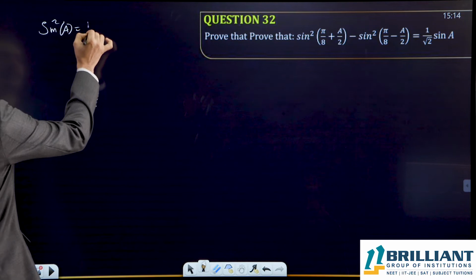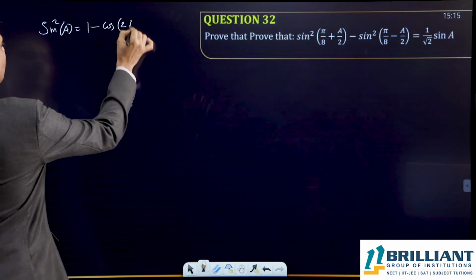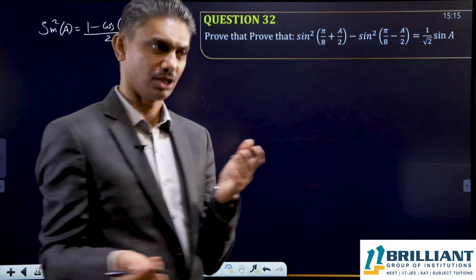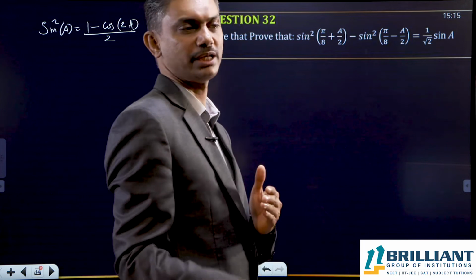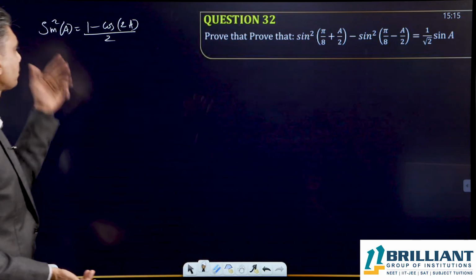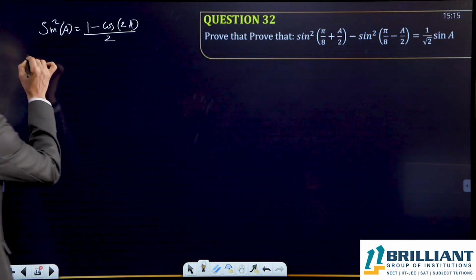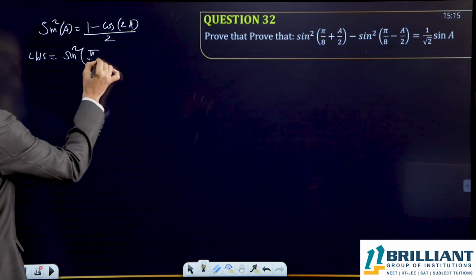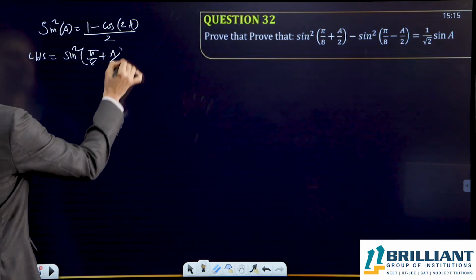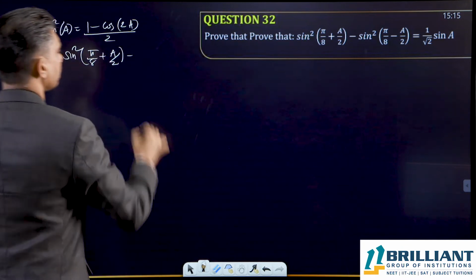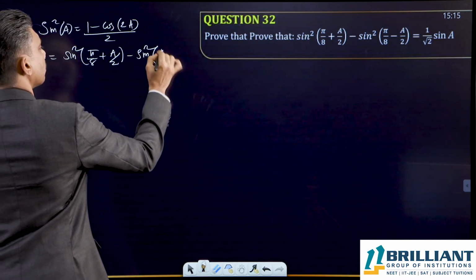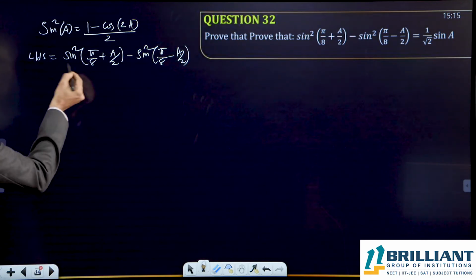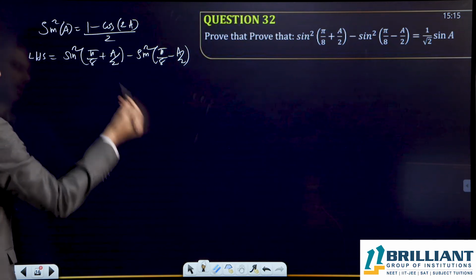sin square a is equal to 1 minus cos 2a by 2, because you have a formula: cos 2a is 1 minus 2 sin square a. So, 1 minus cos 2a is 2 sin square a. So, LHS is equal to sin square of pi by 8 plus a by 2 minus sin square of pi by 8 minus a by 2. So, what is sin? In place of a, you have a big expression like this.